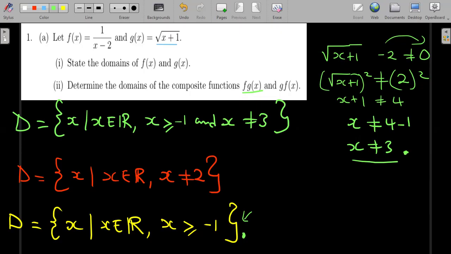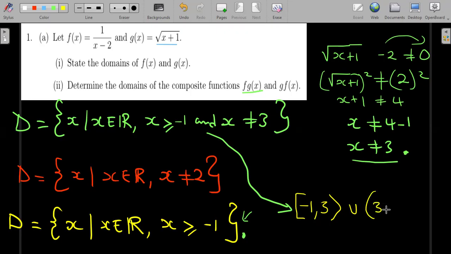So this one that I've written there will be our domain. If you want, you can put this domain in interval notation. It's going to look something like this. So x is greater than or equal to minus 1 means it starts at minus 1, and then goes all the way until the 3. But we do not include the 3, so we put a curved bracket like this. Then we say union. Again, we start at a number just slightly above 3, and then we go all the way to positive infinity. So you can represent your domain for the composite function as this one, or as this one.